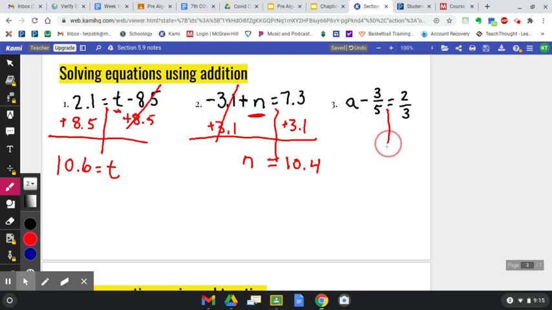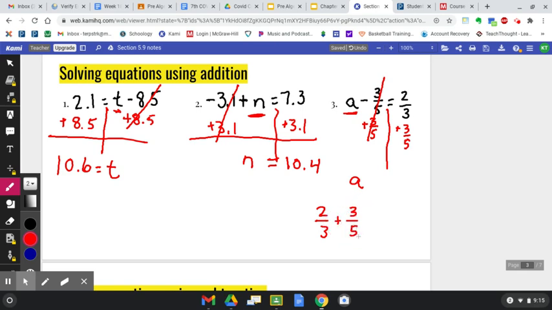Number 3, working with fractions here. So here's my variable, subtracting, sorry, not 3.5, 3 over 5, 3/5. So I want to add 3/5. Now, over here, that would cancel. I'm left with a. So my problem is 2/3 plus 3/5.